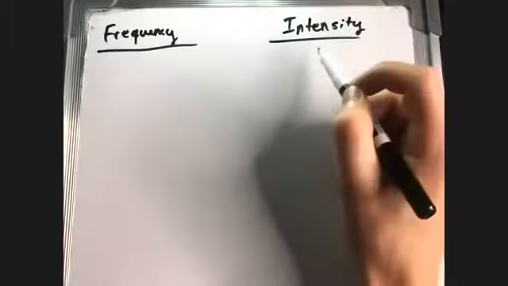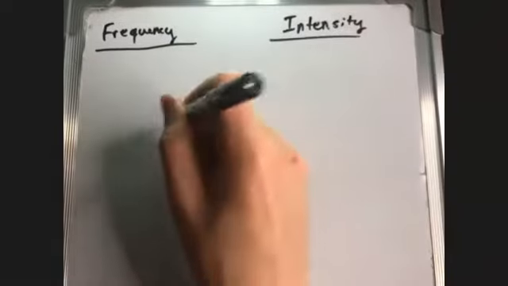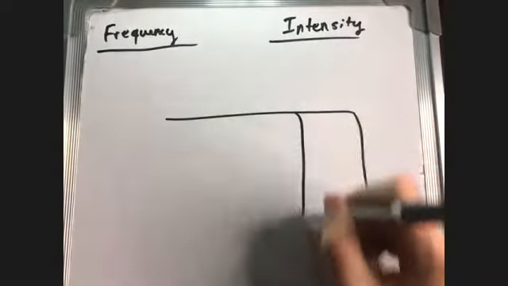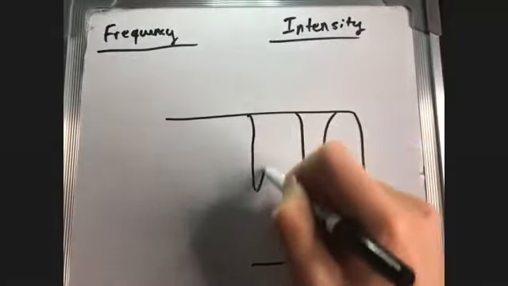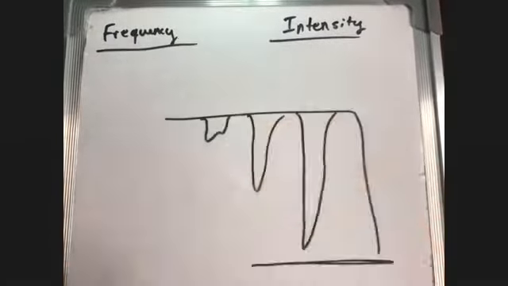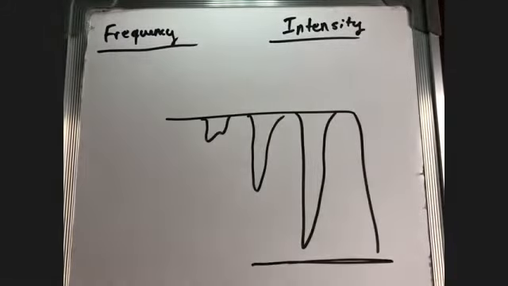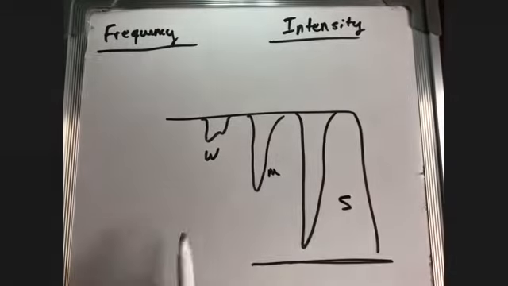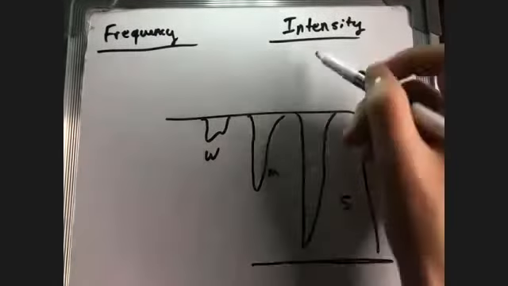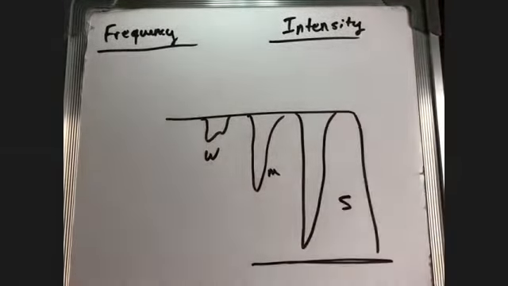So if this is strong, then it's going to look like this, where it's going all the way down to 100. If it's medium, then it's like this. And if it's weak, it's something like that. So this is what I'll call W, this I'll call M, and this I'll call S for weak, medium, and strong. And that's what will be in the intensity column.